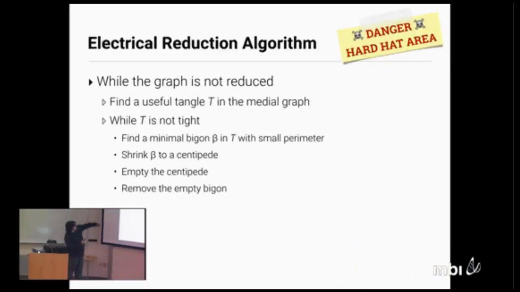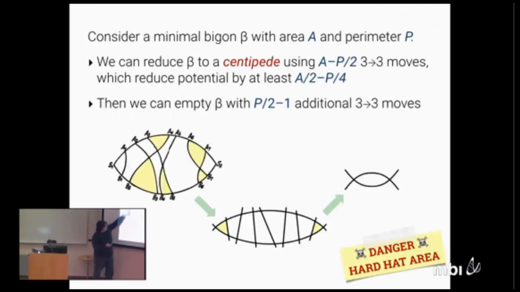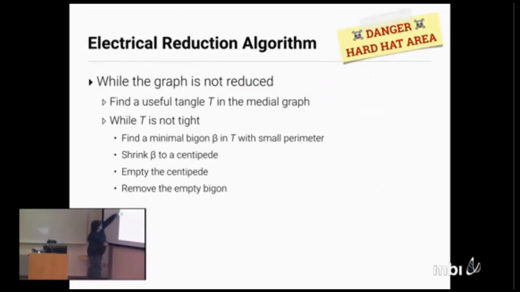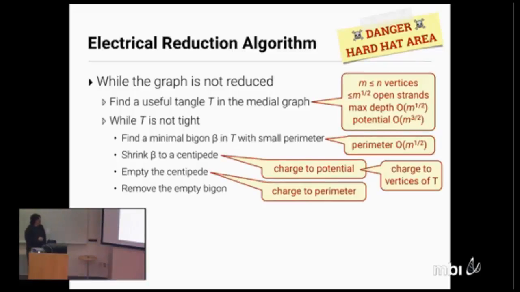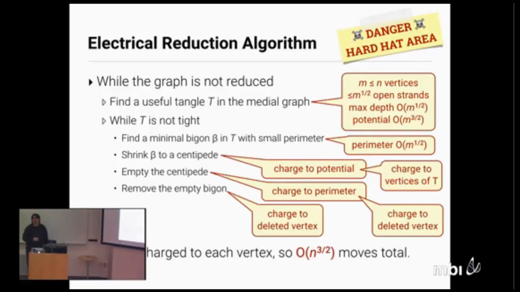And so we get an algorithm that looks like this. Find a useful tangle. Inside that tangle, find a small perimeter minimal bigon. Shrink it down to a centipede, a minimal bigon with no interior vertices. Then shrink the centipede down to something empty, and then remove that. And then there's a complicated charging argument that ends up giving you an upper bound of n to the 3/2. Okay, let it wash over you.